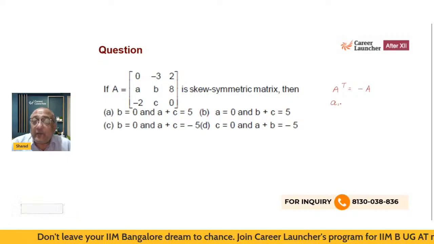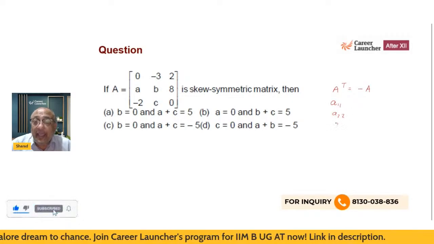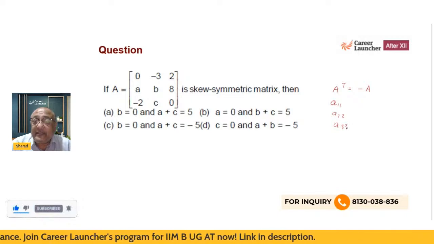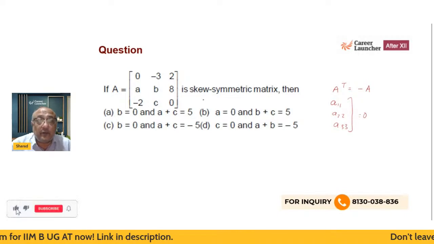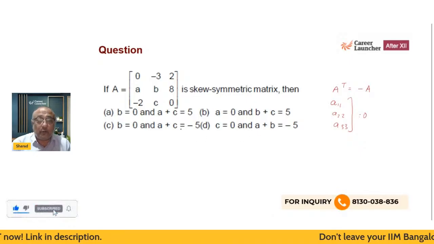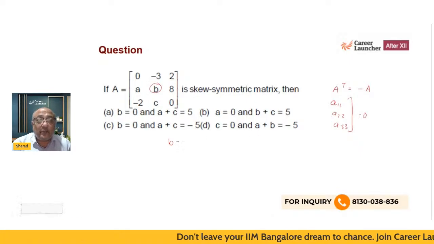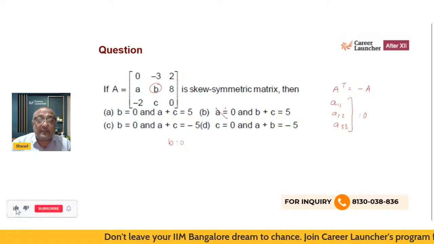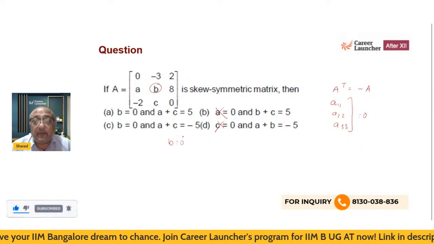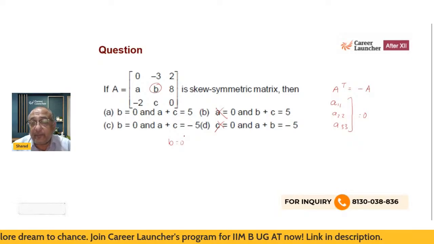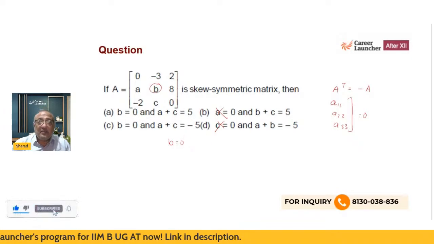So what is happening over here? All the principal diagonal elements A11, A22, and A33 are equal to 0. Are they 0 here? No. One B is there. So this B will be equal to 0. So first of all, this option and this option are incorrect. So either A plus C will be equal to 5 or A plus C will be equal to minus 5. So let us check.